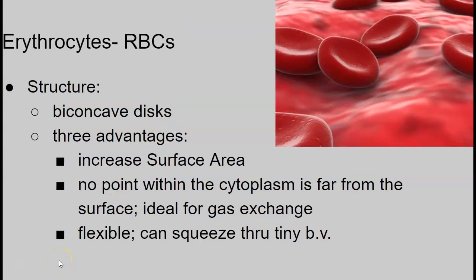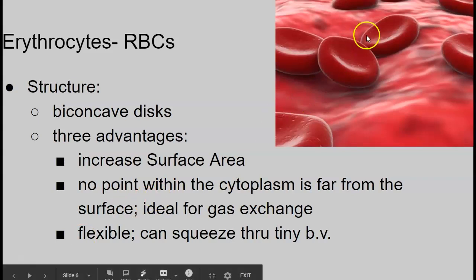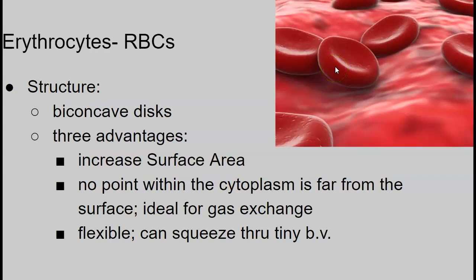Okay, so let's talk a little bit about these things here, which we're going to call red blood cells. Actually, everybody's going to call them red blood cells, erythrocytes. Now, erythrocytes have one job. That's it, one single job. But that single job is one of the more important jobs in the body, and that is transporting gases, and specifically oxygen and carbon dioxide.